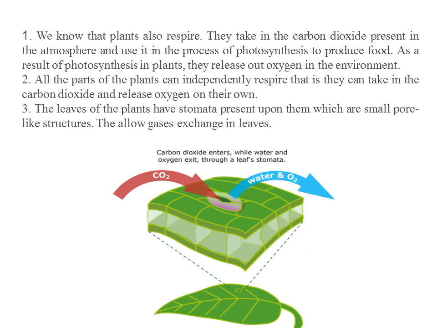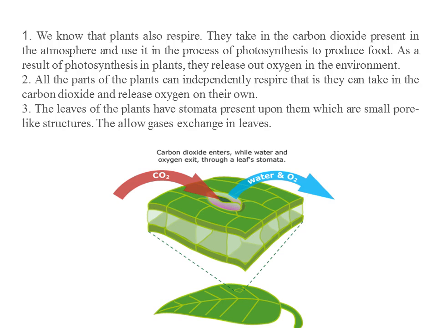They take in carbon dioxide present in the atmosphere and use it in the process of photosynthesis to produce food. As a result of photosynthesis in plants, they release out oxygen in the environment, and all the parts of the plants can independently respire. That is, they can take in the carbon dioxide and release oxygen on their own.